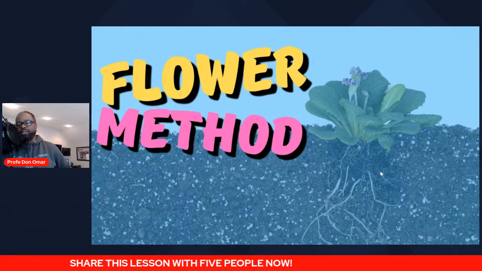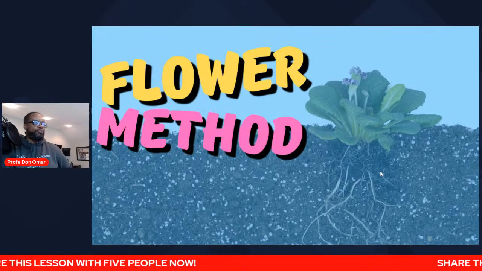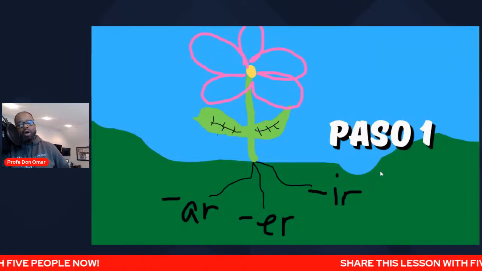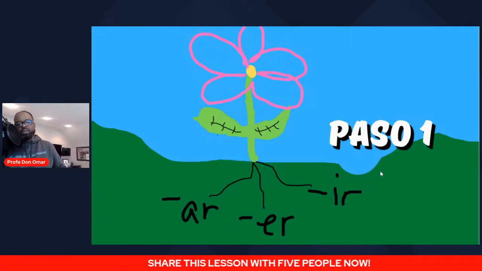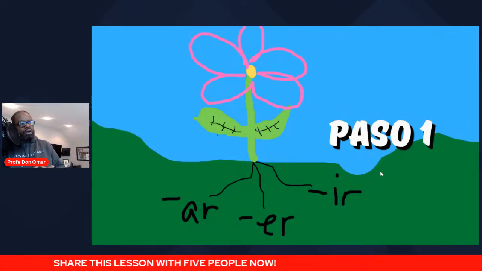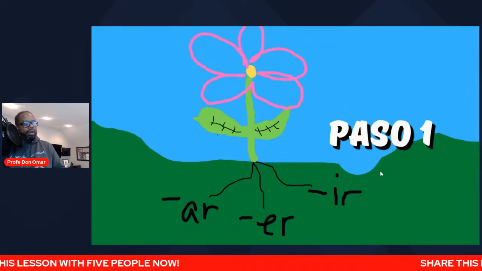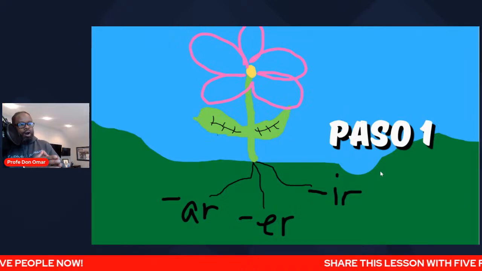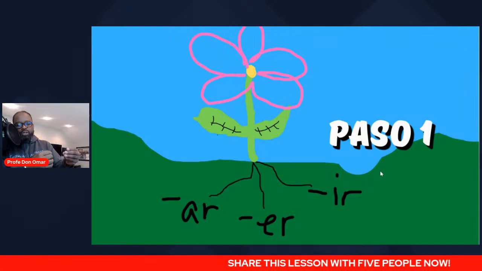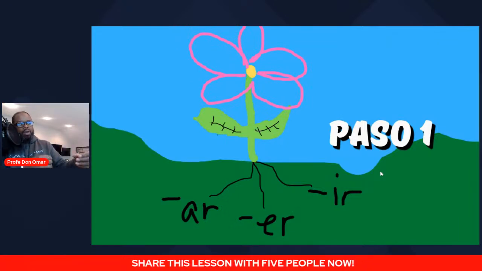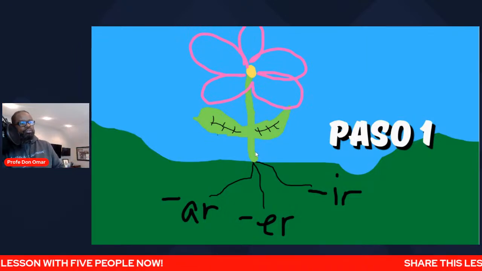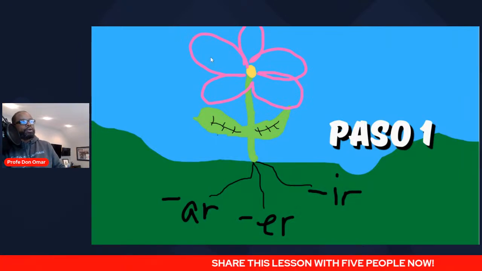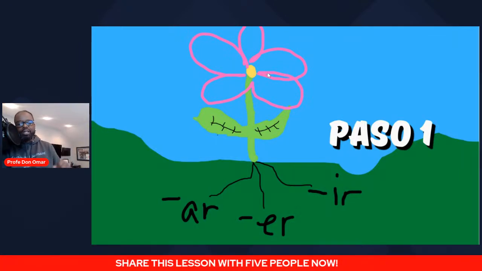All right, flower method. This is what we did yesterday, okay? The flower method. Remember, we talked about how this is another way you can look at it. If you are more of a visual person, I drew this amazing piece of art, by the way, okay? Turn this into an NFT or something. So if you're a visual person, I broke it down for those visual learners, right? We've got a flower with a stem, okay? We've got our roots, right? And then, of course, we've got our petals up here to signify the endings, right?